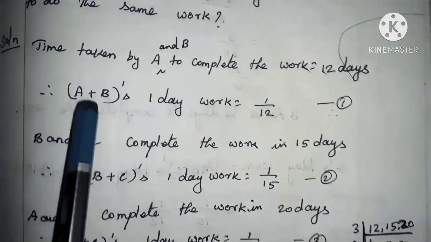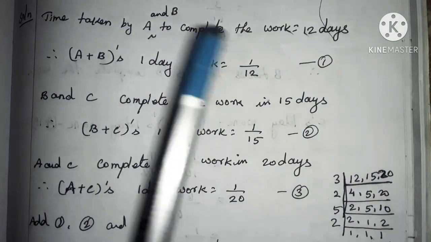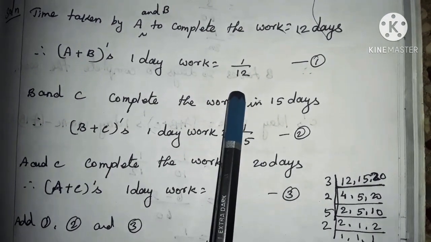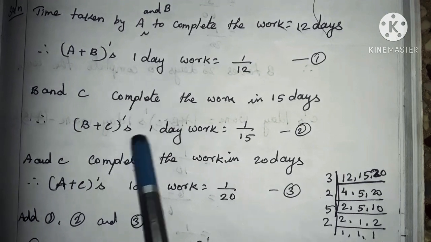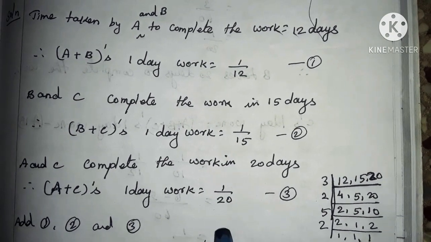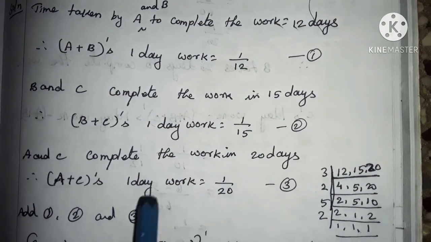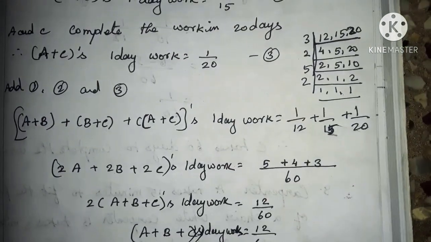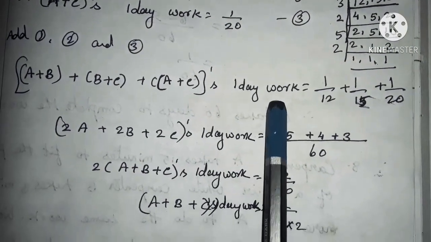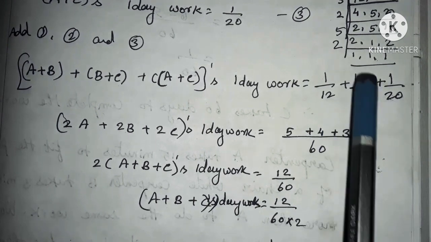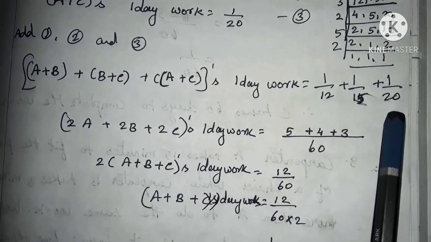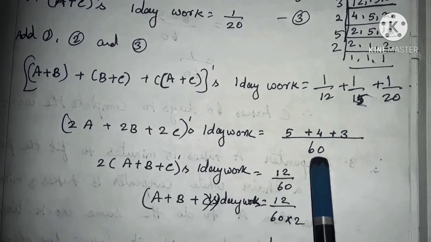First, we are going to write it as 1 day work. That is, A and B complete in 12 days means A plus B's 1 day work is equal to 1 by 12. In the same way, B plus C's 1 day work is equal to 1 by 15. And A plus C's 1 day work is 1 by 20. When you add these three, we get A plus B plus C's 1 day work. That is, AB plus BC plus CA's 1 day work is equal to 1 by 12 plus 1 by 15 plus 1 by 20. When you take the LCM for 12, 15 and 20, you get the LCM as 60.